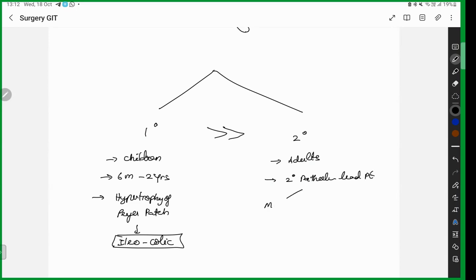What is the pathological lead point? Most commonly it is going to be a polyp, or there can be a diverticulum, or cancer. So for secondary cause you have three: most common is polyp, then diverticulum, then cancer. Here, most commonly this is going to be ileocolic.